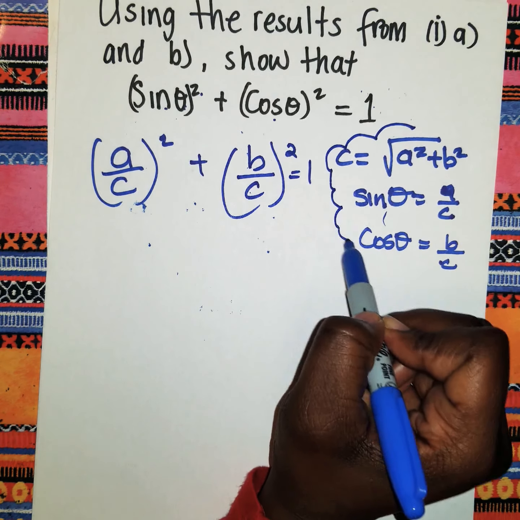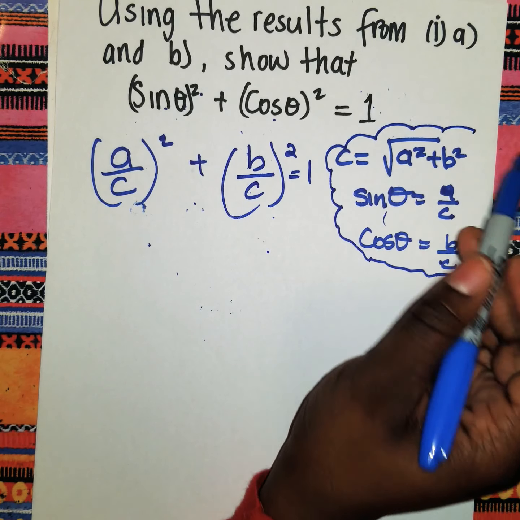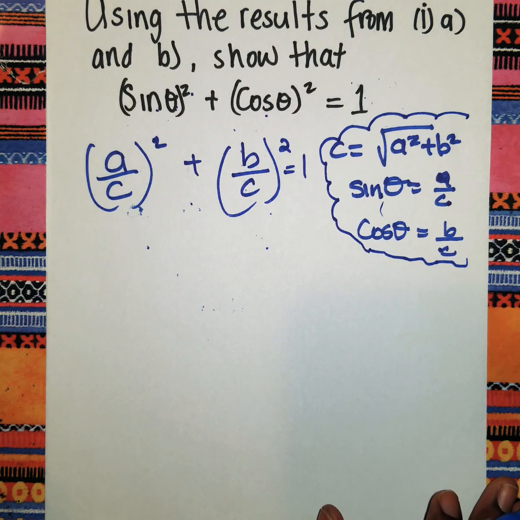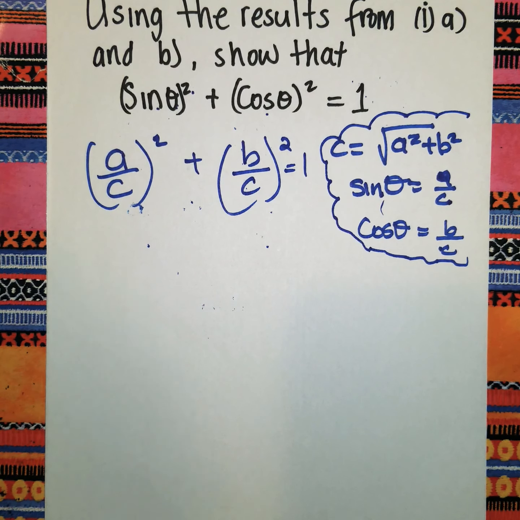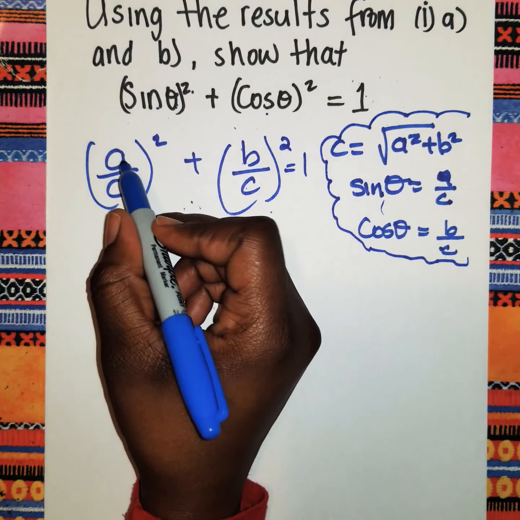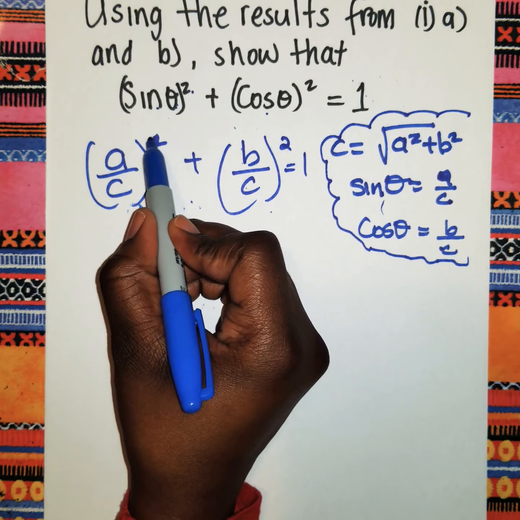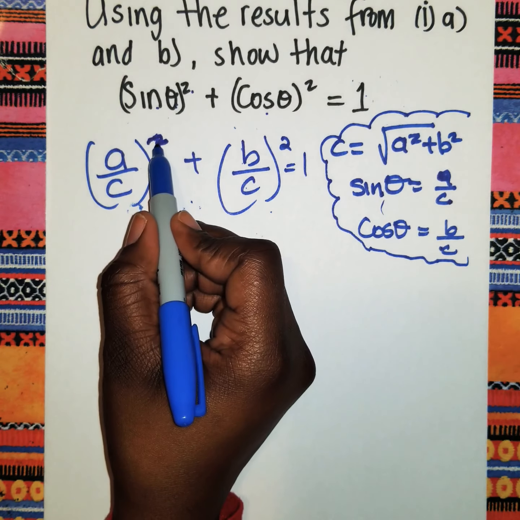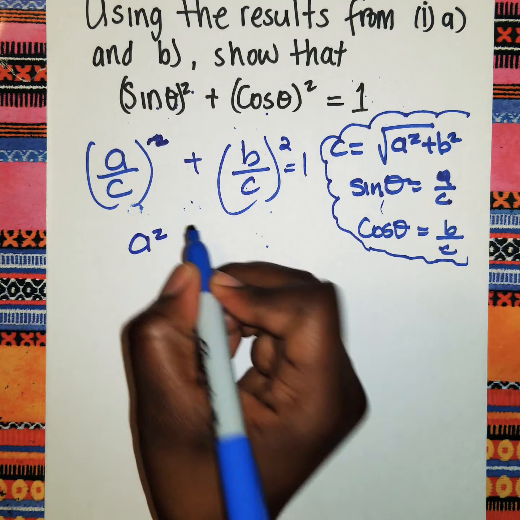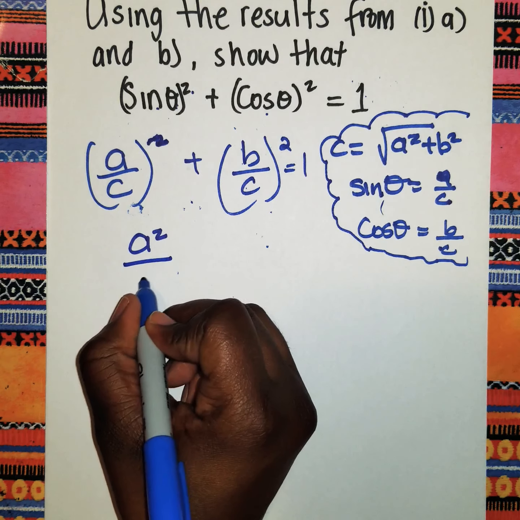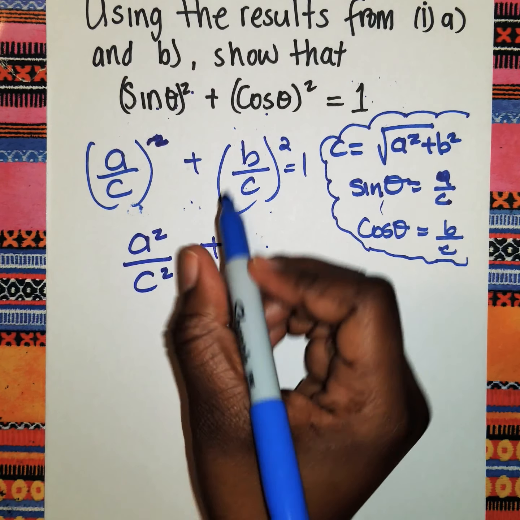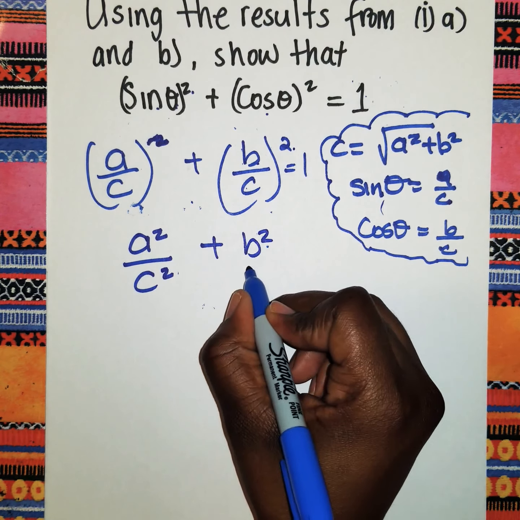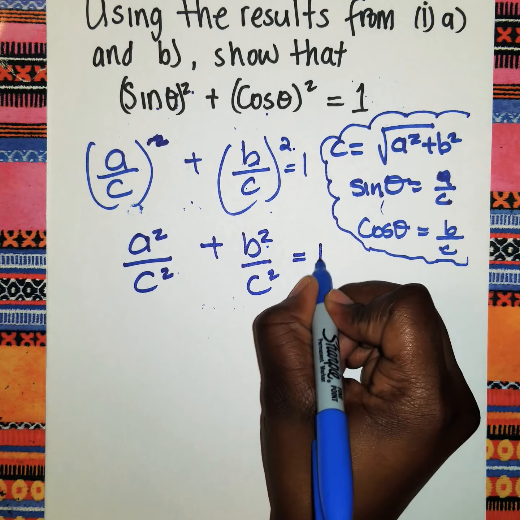All right, guys, and that's equal to 1. So from here, we are now going to simplify. So we know that A, once it's to the squared or to any power, we multiply that thing twice. So A times A is going to be A squared. C to the second power is going to be C squared. Plus here we have B squared, so it's going to be B squared, all over C squared is equal to 1.